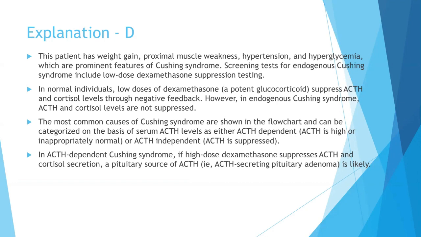The causes of Cushing syndrome, which we will be discussing, can be categorized on the basis of serum ACTH levels to be either ACTH dependent or ACTH independent. ACTH dependent is where the ACTH is high or inappropriately normal, or ACTH independent where ACTH is suppressed. Now, in ACTH dependent Cushing syndrome, if high dose dexamethasone suppresses the ACTH and cortisol secretion, a pituitary source of ACTH, that is, an ACTH secreting pituitary adenoma, is more likely, right?